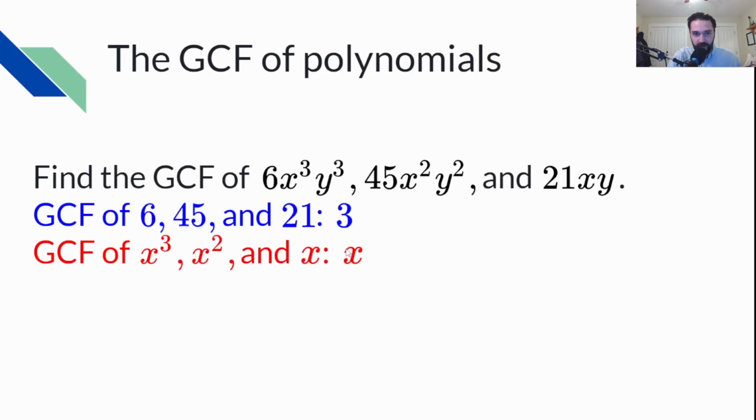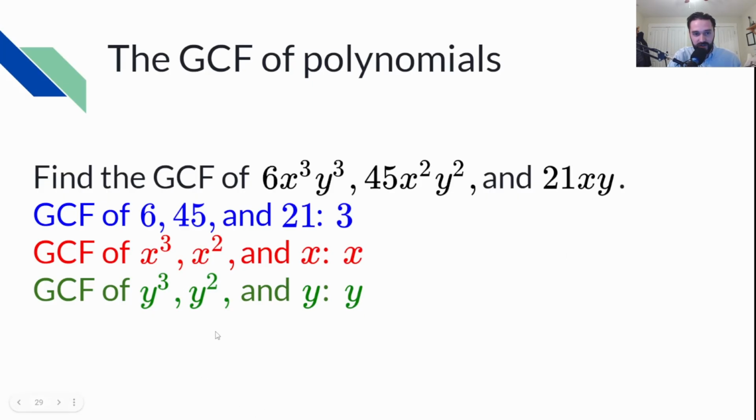Then we look at the x's. We have x cubed, x squared, and x to the 1. So the GCF of those three variables to powers is just x to the 1, because 1 is the lowest power that occurs. Next, we look at the y's. We have y cubed, y squared, and y to the 1. So the GCF of those three things is y to the 1.